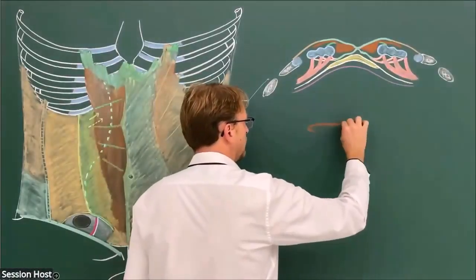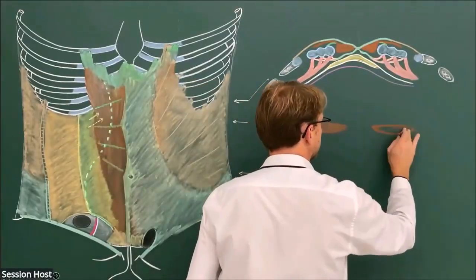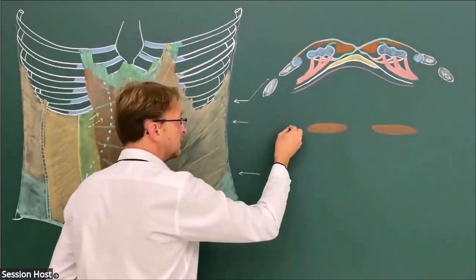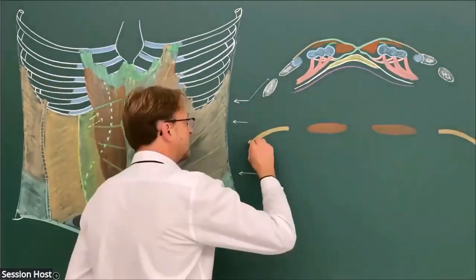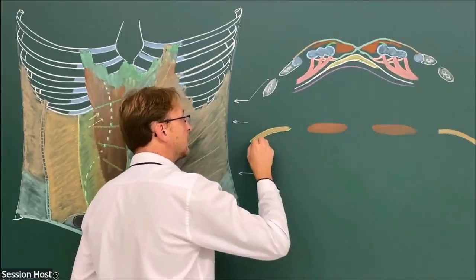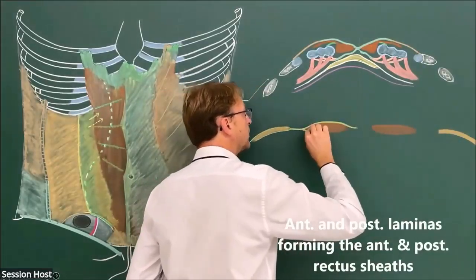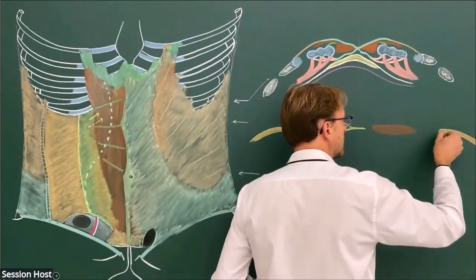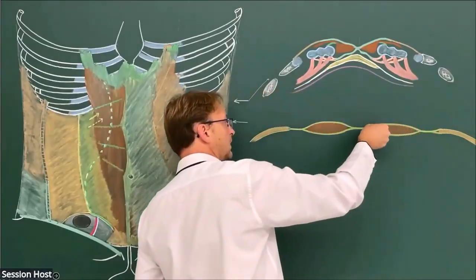Second section is more classical. We can find the 2 rectus with a large physiologic diastasis. The internal oblique muscle is here, always the same position, lateral from the rectus. And we can draw here the anterior and the posterior lamina, forming the anterior and the posterior rectus sheath on this location.